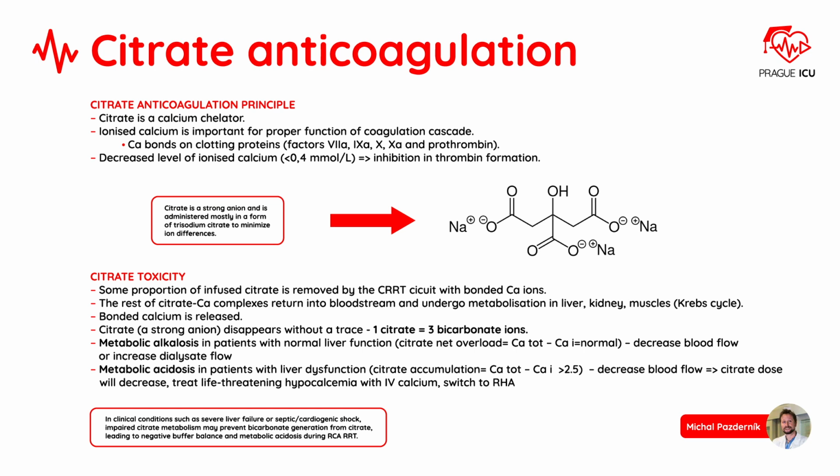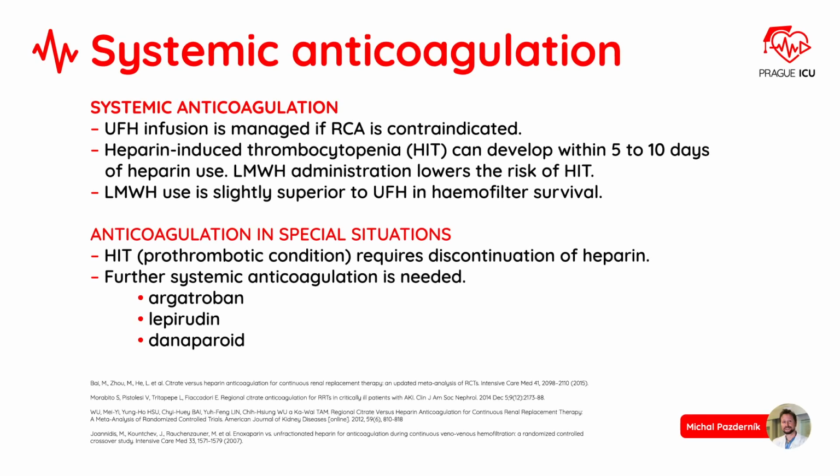In this case, we can either decrease blood flow or increase dialysate flow. In patients with liver dysfunction, we can observe metabolic acidosis. In this case, we can decrease blood flow, treat life-threatening hypocalcemia with IV calcium, or switch to regional heparin anticoagulation. Alternatively, we can use systemic anticoagulation. Unfractioned heparin infusion is managed if regional citrate anticoagulation is contraindicated.